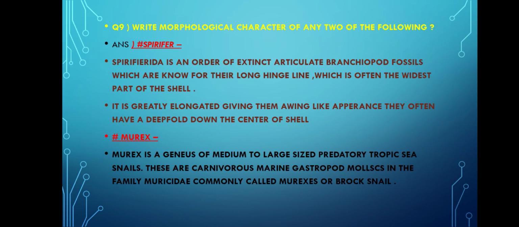Now come to the next question, question number 9. Write morphological character of any two of the following. Asperiferida. Asperiferida is an order of extinct articulate brachiopod fossils which are known for their long hinge line, which is often the widest part of the shell. It is greatly elongated, giving them a wing-like appearance. They often have a depression down the center of the shell.